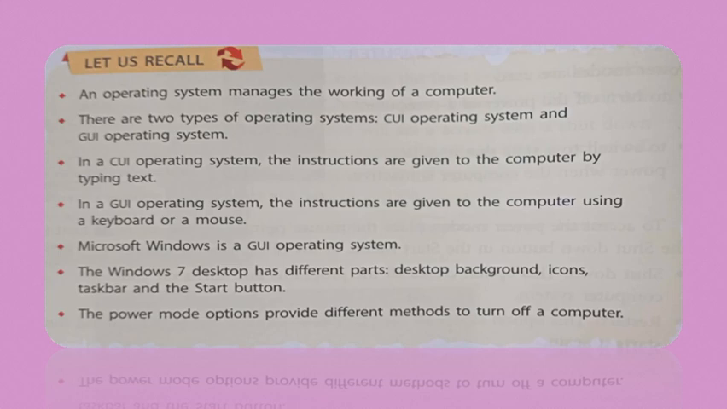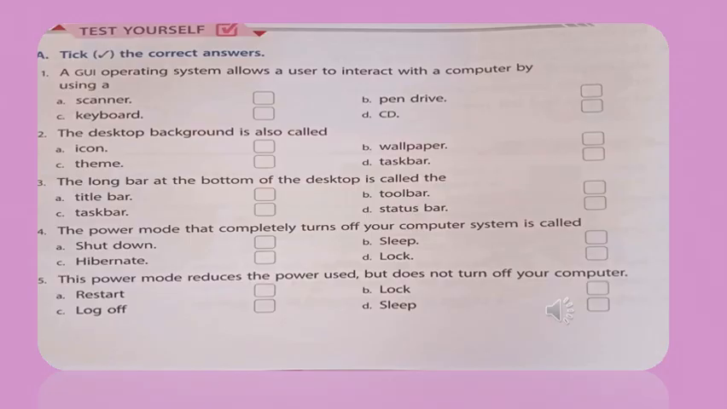This Let Us Recall also, you have to read at least 2-3 times. The main points only are given here. So one or two questions will come from this part also. All these things you have studied in that lesson only, so it is not that much difficult. So read it 2-3 times. Now let us move to the exercises given in the textbook.